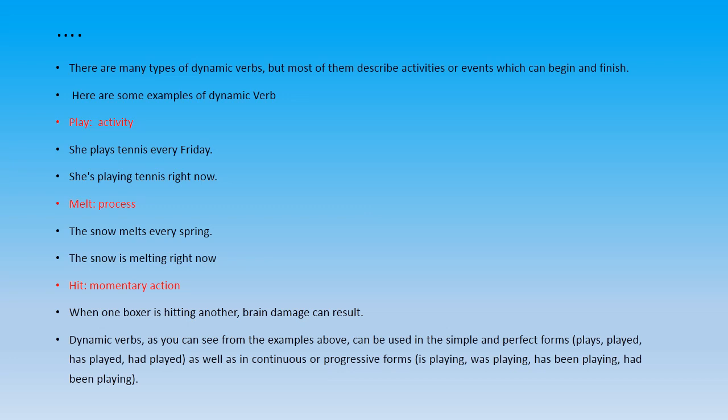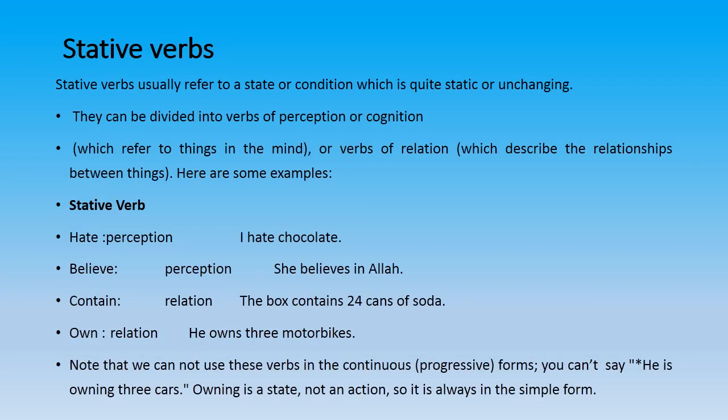Dynamic verbs can be used in the simple and perfect forms like plays, played, has played, had played, as well as in continuous or progressive form like is playing, was playing, has been playing, had been playing. So dynamic verbs can be used in different forms of the tenses. Let's see what are stative verbs.